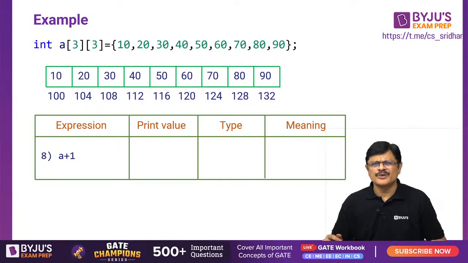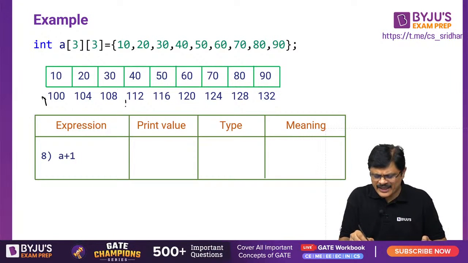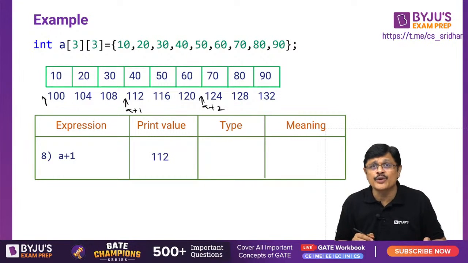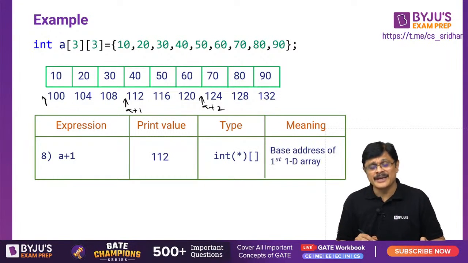A plus 1, we already did. A is the 0th 1D array, A plus 1 is the next 1D array, A plus 2 is the next 1D array. We already solved it. It is 112. It is actually a pointer to an array, the base address of the first 1D array. So these are all normal, so I am quickly moving on to the next ones. Is that clear? All of you able to follow?